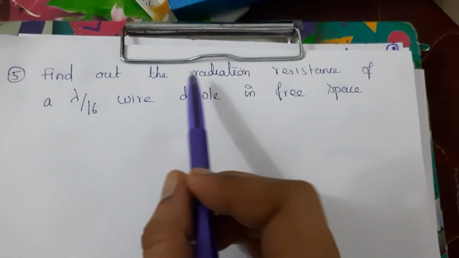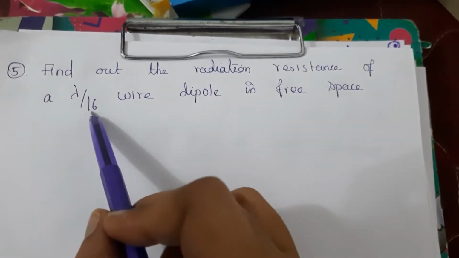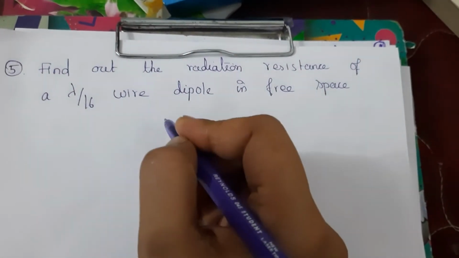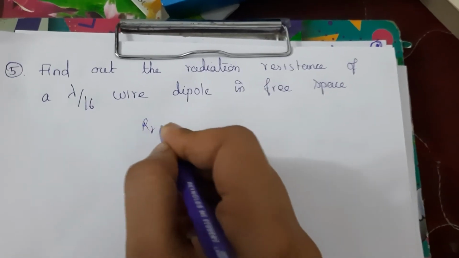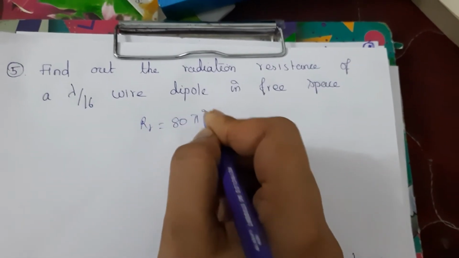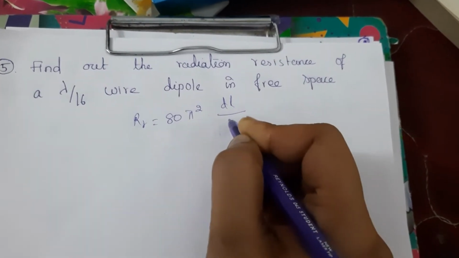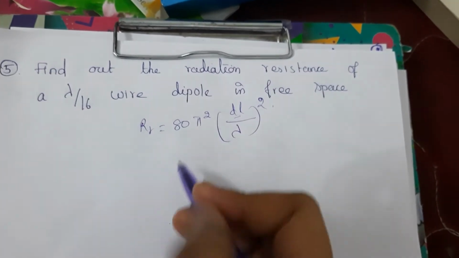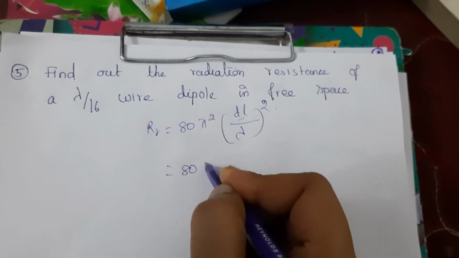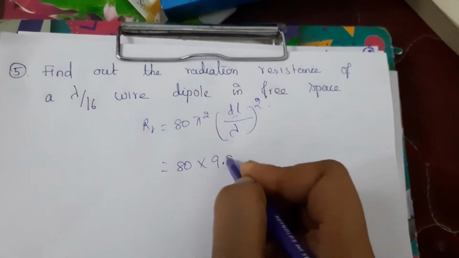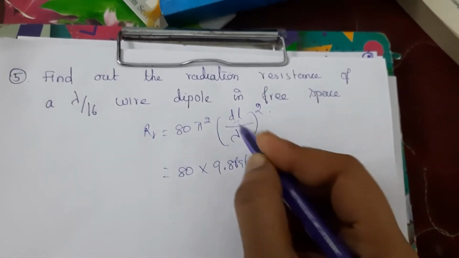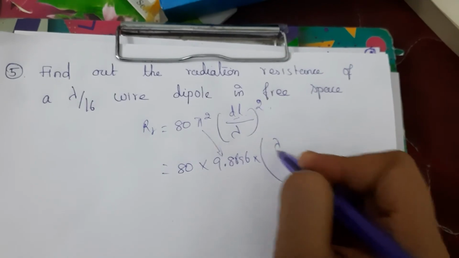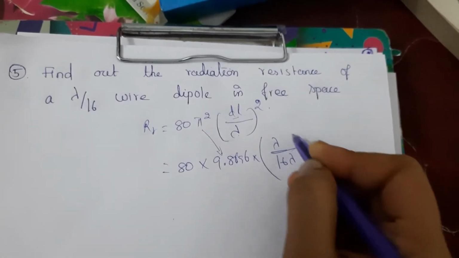Next question, find out the radiation resistance of a lambda by 16 wire dipole in free space. So we have to find the radiation resistance. The formula for radiation resistance RR is equal to 80 pi square into dl divided by lambda, the whole square, and dl here is lambda by 16. So we know the other values: 80 into 9.8696 into this value, and dl is lambda by 16, and another lambda here, the whole square.